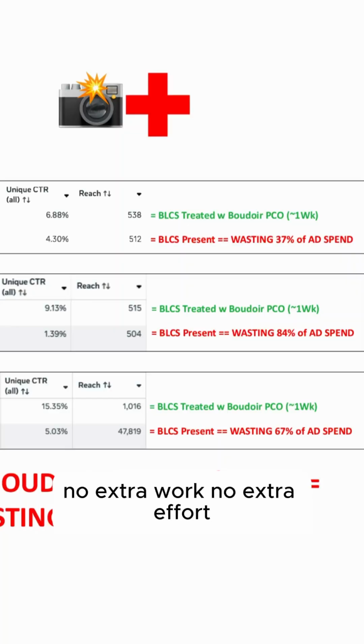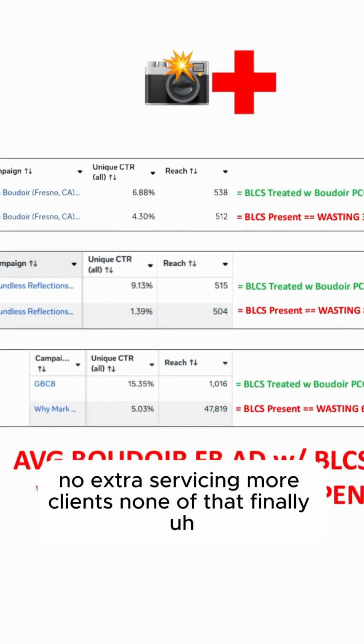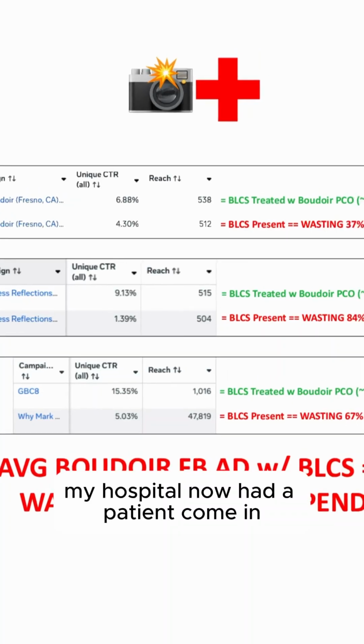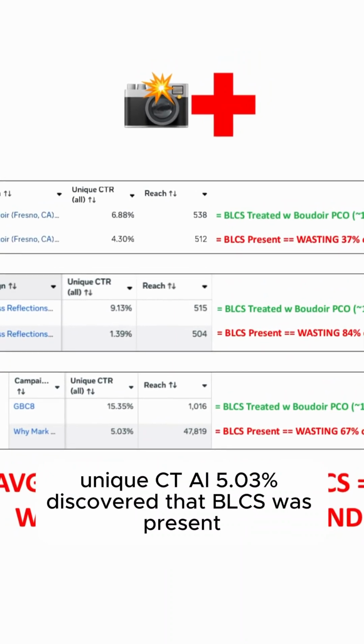No extra work, no extra effort, no extra servicing more clients, none of that. Finally, my hospital now had a patient come in, unique CTR all 5.03%, and we discovered that BLCS was present.